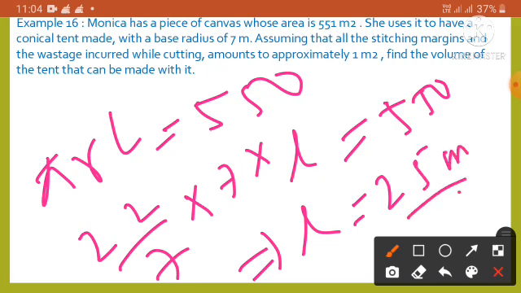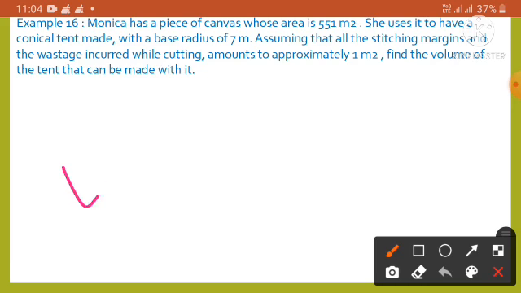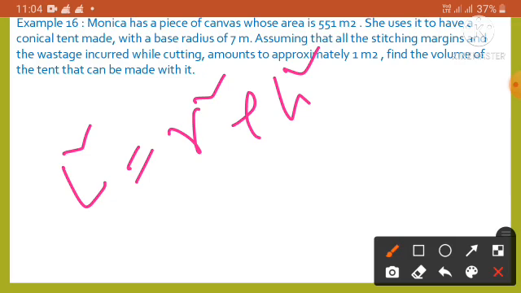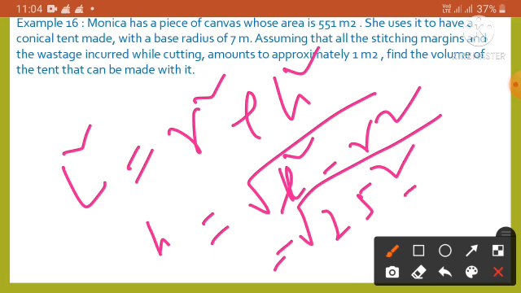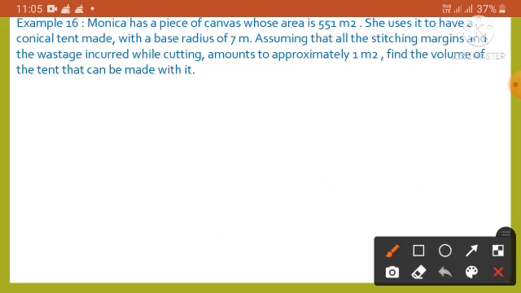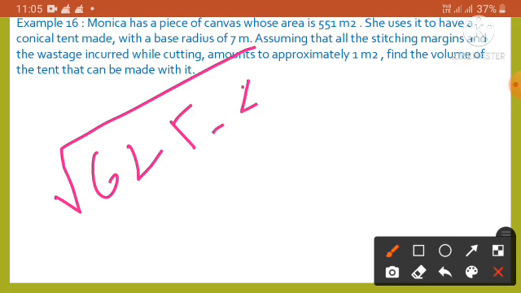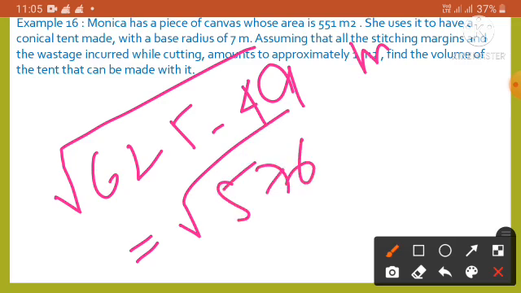Now we have slant height equal to 25 meter. If we put the formula l square equals r square plus h square, then h is equal to root over l square minus r square. Here l is 25 square and r is 7 square. So we get root over 625 minus 49, the unit is meter, so 576 meter.